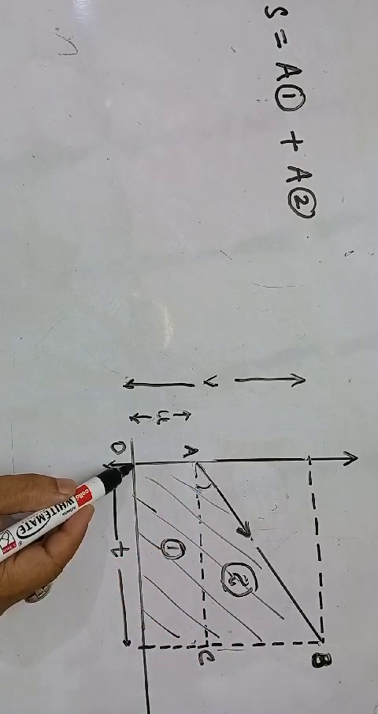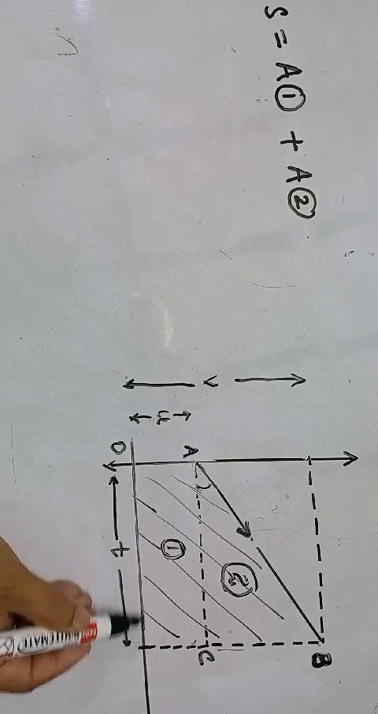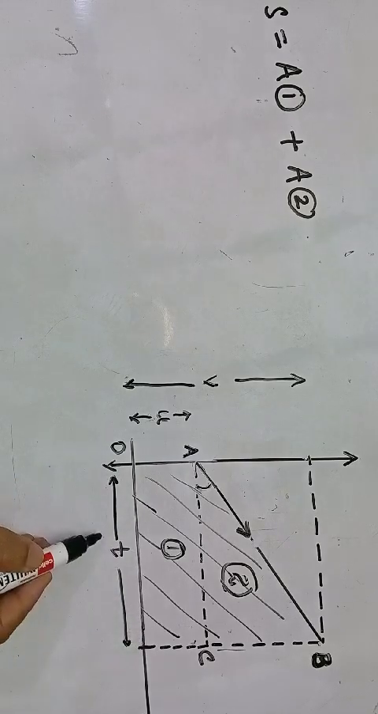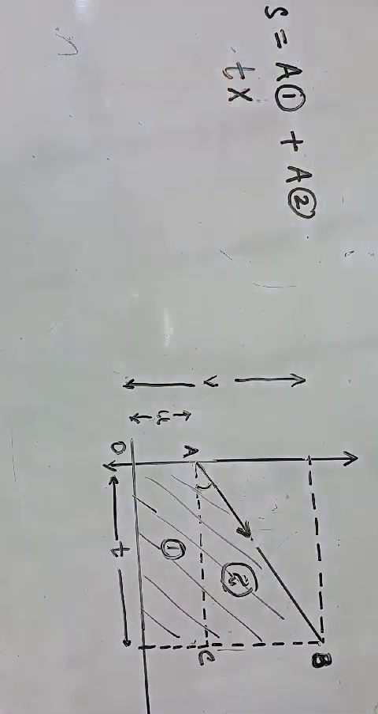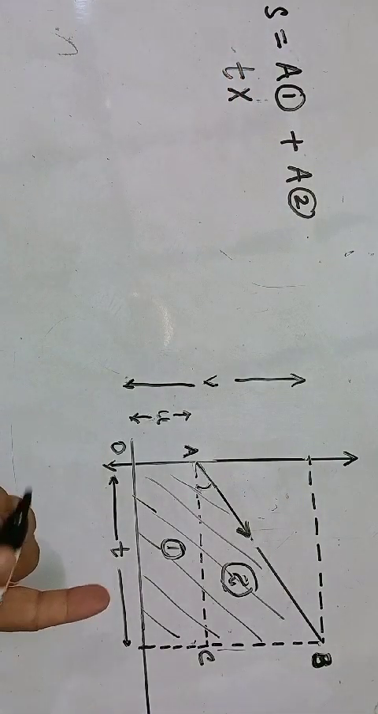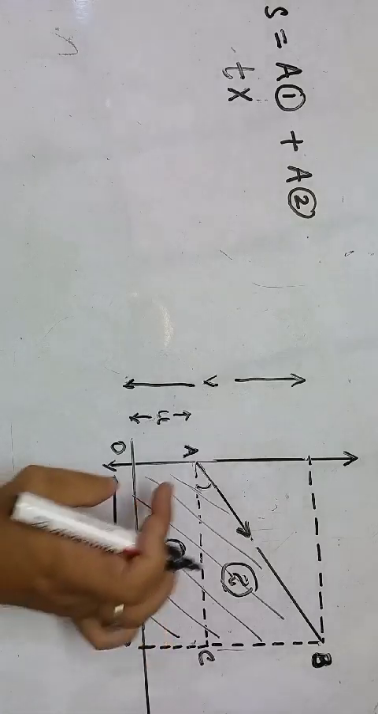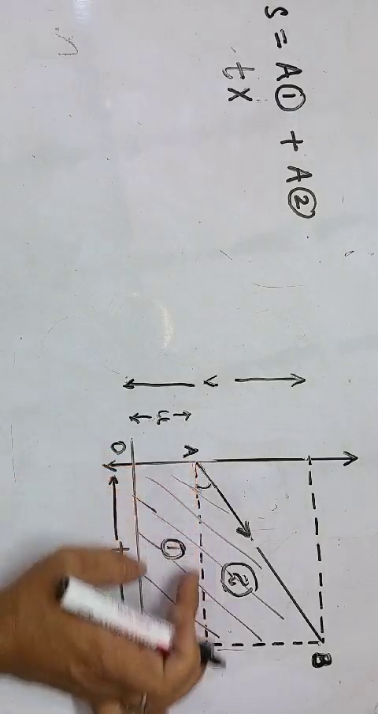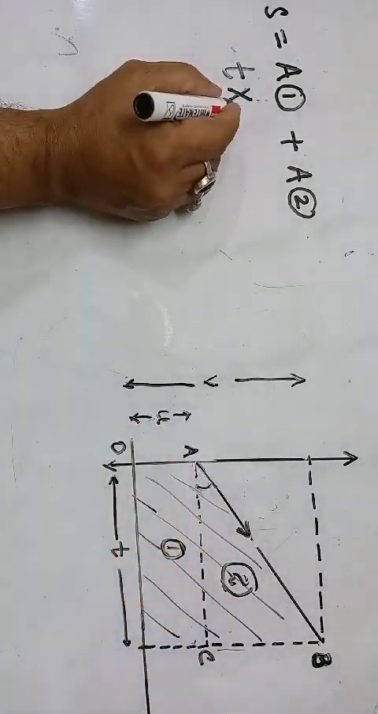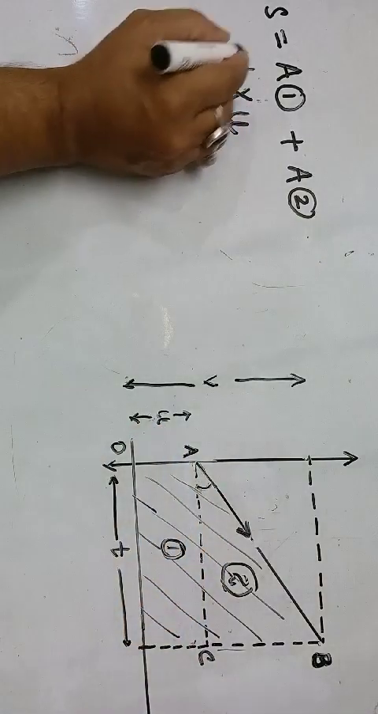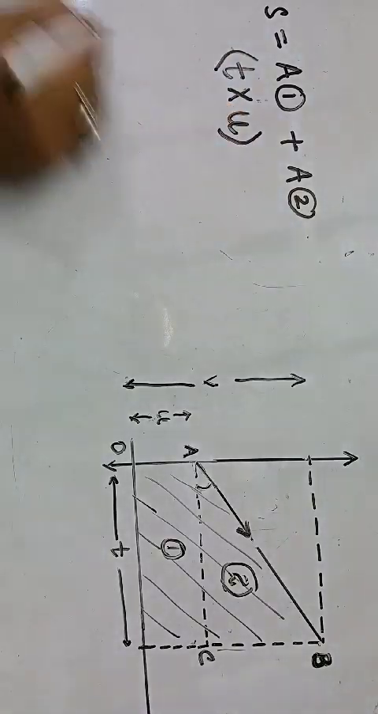For example, this is the length of the rectangle and it is T. So I am going to write T multiplied by breadth. Now what is the breadth? This is the breadth of the rectangle, and how much is the breadth? It is U. Okay, so I'm going to write U here. So the first area is over.